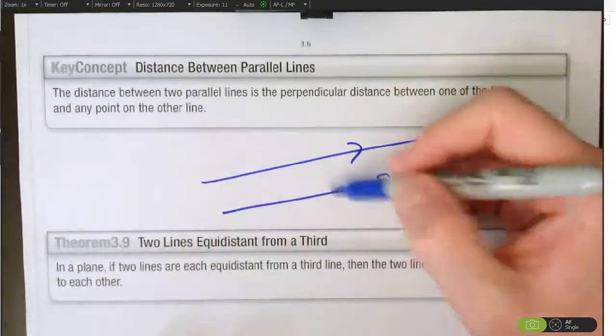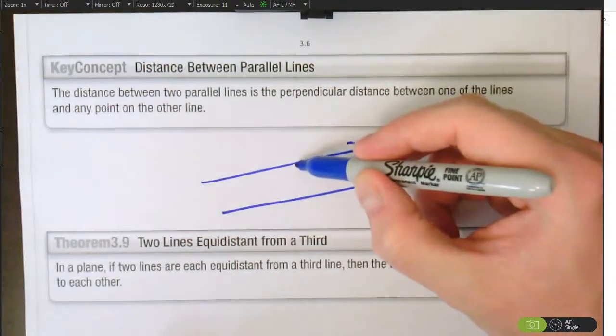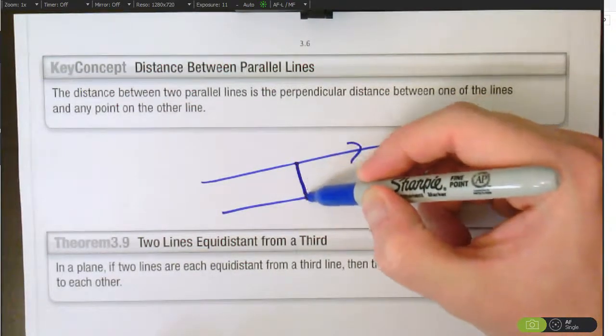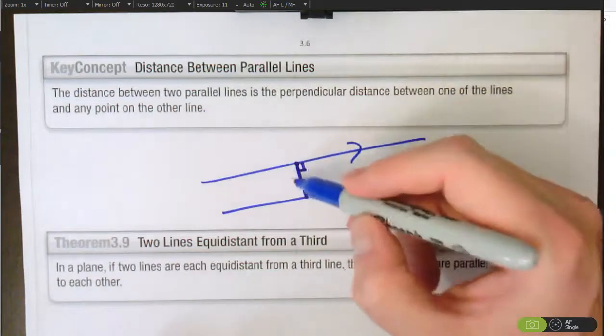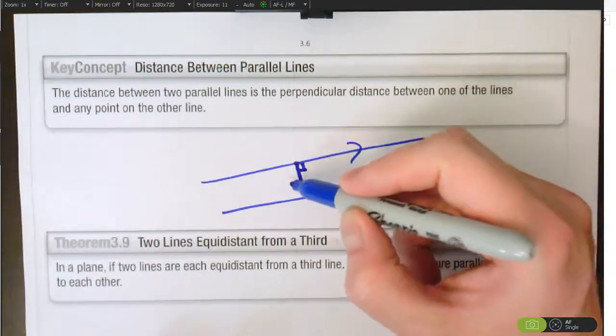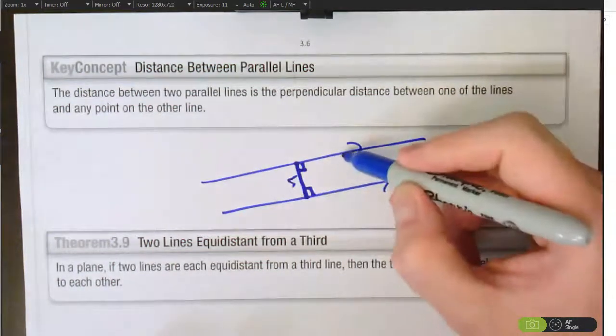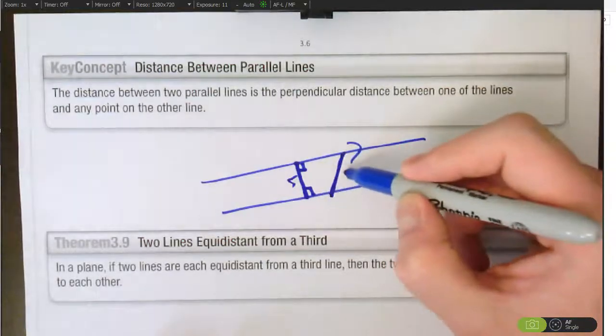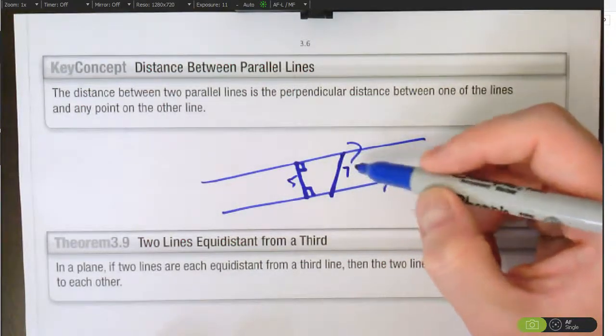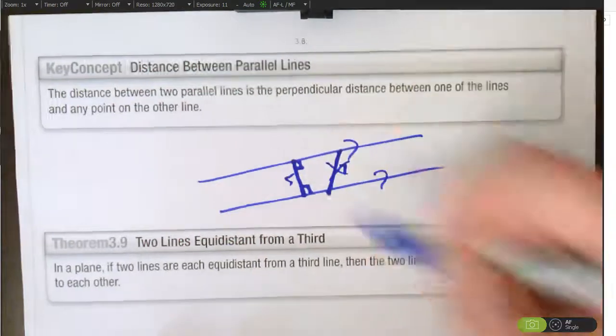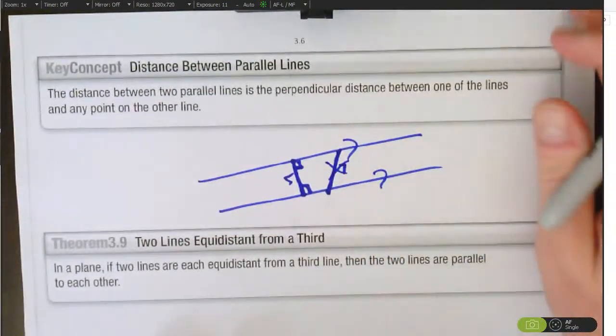So if I want to know how far apart those two lines are, I connect them with the segment that's perpendicular to both of them, and that distance is how far apart they are. So if that's 5, then they're 5. I don't go diagonally and let it be kind of a weird, like maybe 7, where it'd be a little longer. No. The distance is the perpendicular distance for a line that's perpendicular to both.